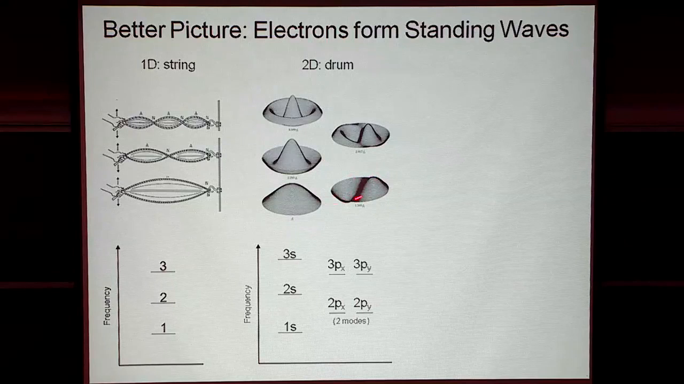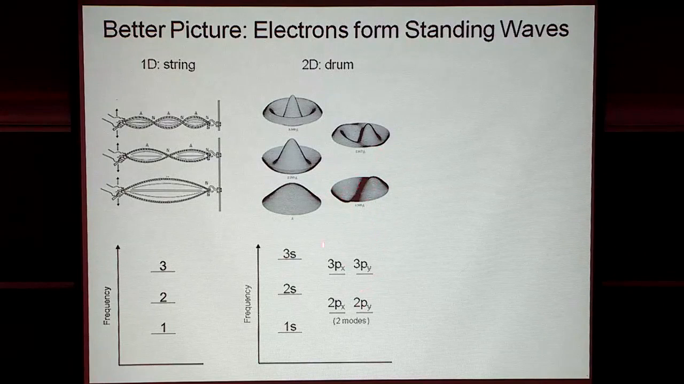And for these cases, I'm going to call that a PX and PY, because this one is going in the X direction. But besides just there being an X coordinate, there's also a Y coordinate. So you can also have this kind of mode going in the y direction. So there's two modes here. So I'll say px, py.